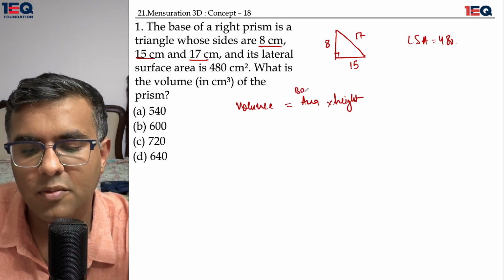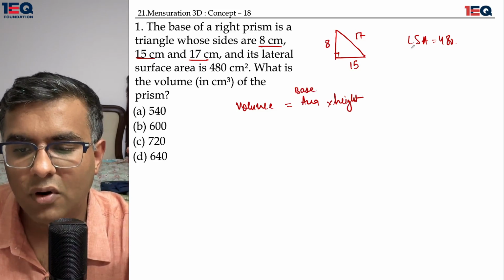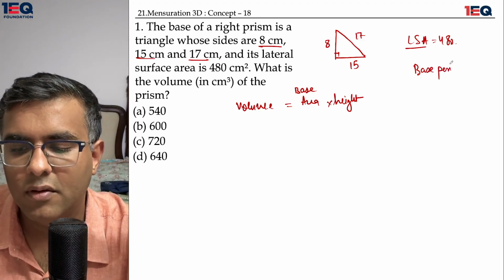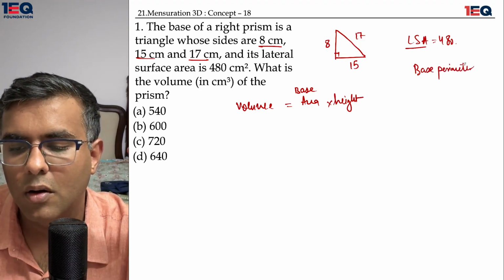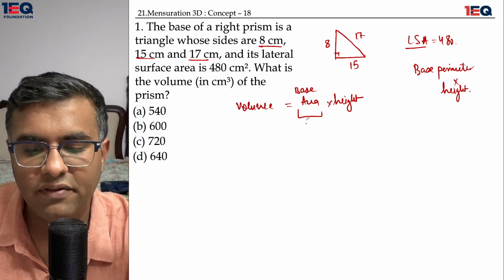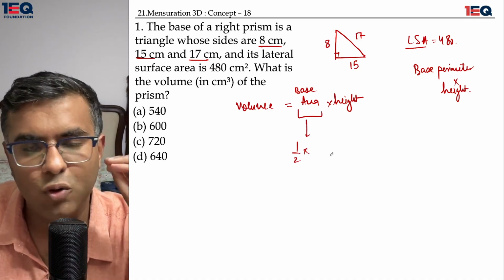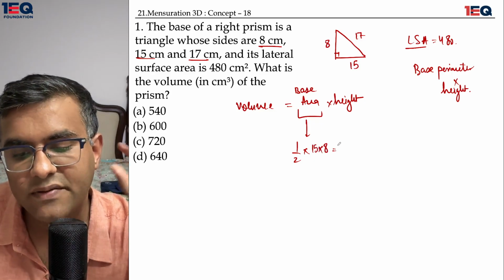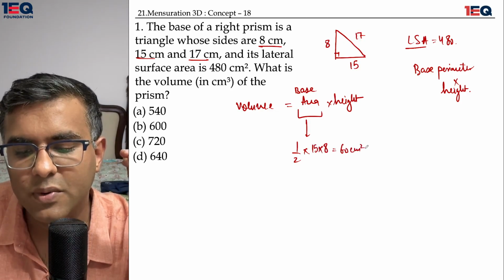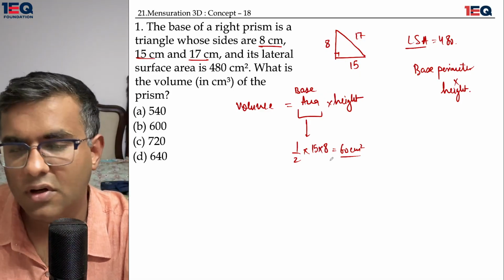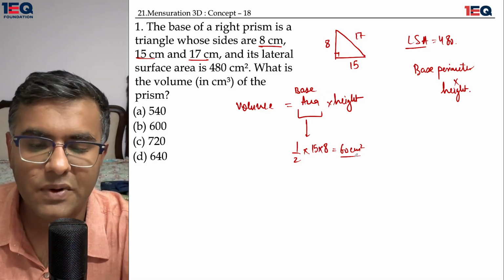Let me write the word base here. The base area into height. For LSA, which I already have, I have base perimeter into height. So if I need to find out the base area, I can find that out by simply doing half into base into height. The base stands at 15 and the height stands at 8. This gives me the value of 60 centimeter square as the base area, right? 2 4s are 8 and 15 4s are 60. So I have 60 centimeter square as my base area.